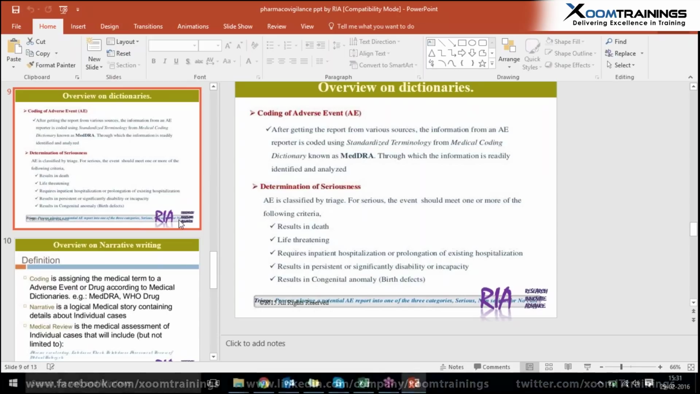So after getting that information, an adverse event report is coded. The reporter is going to code that particular thing by using standard terminology from the medical coding dictionary. So this MedDRA is the medical coding dictionary. They are going to code the particular condition, the particular adverse event, the particular situation, by using MedDRA, the medical dictionary, through which the information is readily identified and analyzed. The information gathered from a source will be identified and analyzed by this MedDRA medical dictionary.